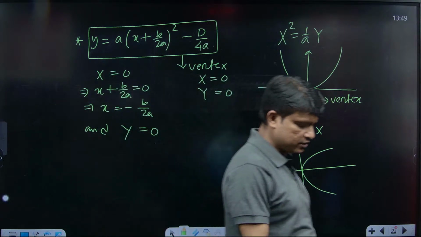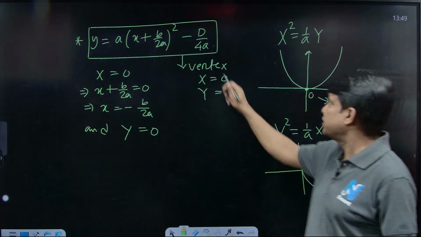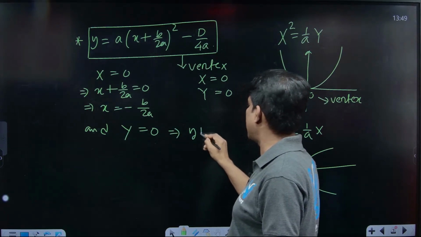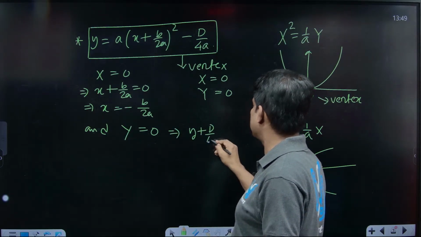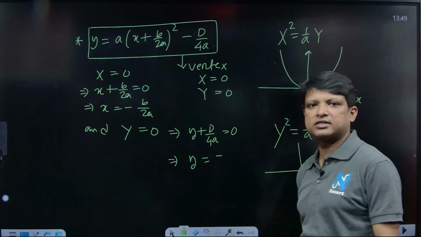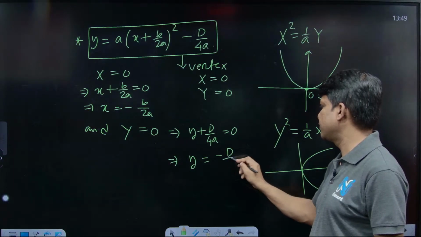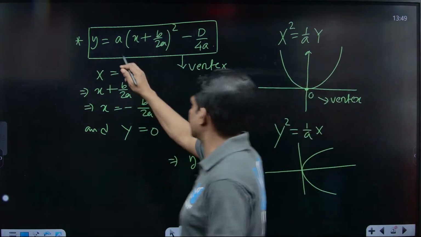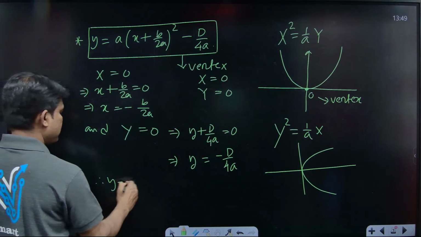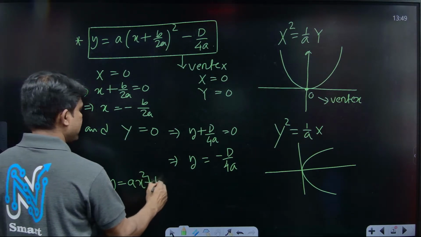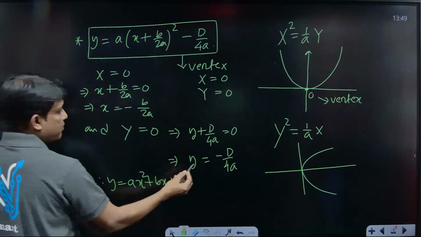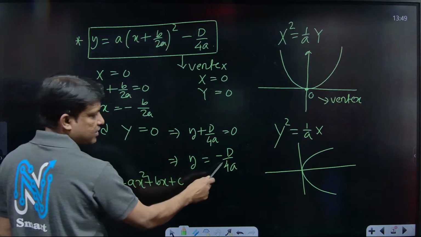So what is capital Y? This is small y plus discriminant by 4a, equal to 0. That means y equals minus discriminant by 4a. So what is that parabola? The expression y equals ax square plus bx plus c represents a parabola whose vertex is minus b by 2a and minus discriminant by 4a.